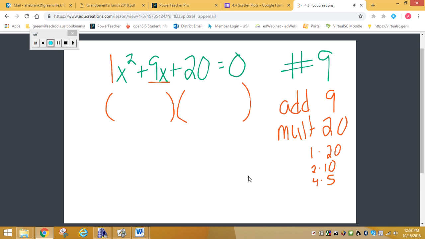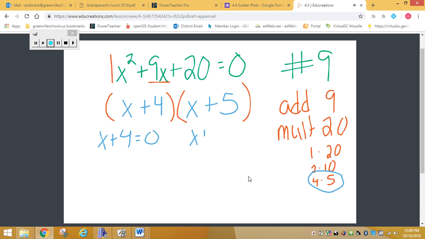And if you look, one of those adds up to be 9, this one. 4 times 5 gives me 20, and 4 plus 5 gives me 9. So that's what's going to go in my parentheses. I have an x plus 4, because it's a positive 4, and I have an x plus 5, because it's a positive 5. We're going to set both parts equal to 0, just like we did on the last 2 problems. And we're going to solve.